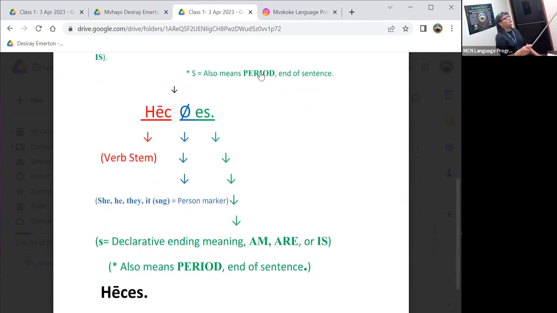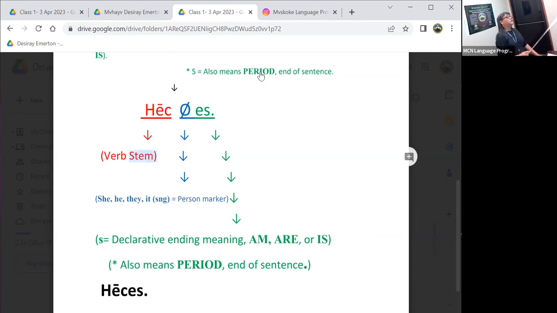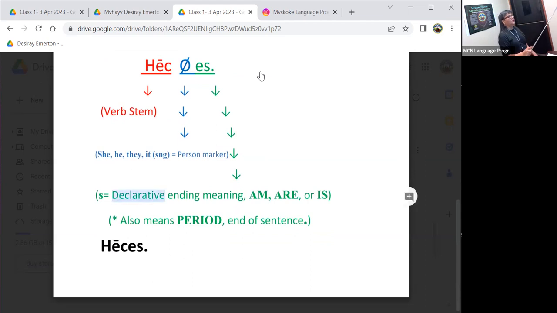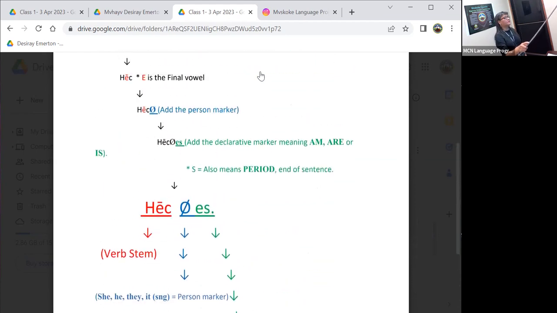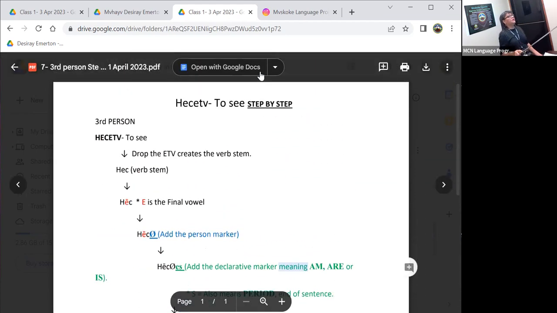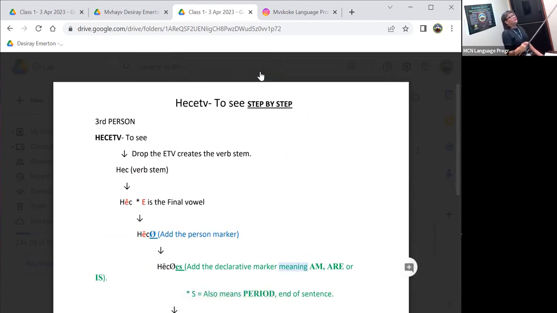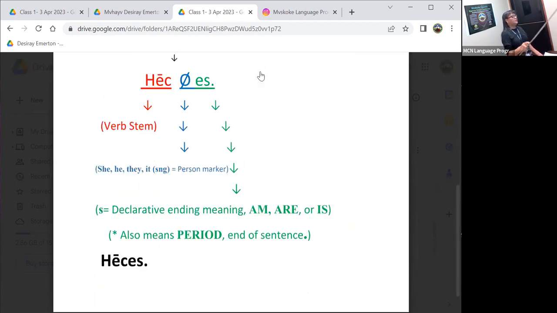And it also means period. You've got your verb stem. You've got your person marker, which is 0. That's just a placeholder right now. And then you have your ES, declarative ending: am, are, is, also means period. Now it's hijis. Hijis. So you go from hijada, to see, to hijis.